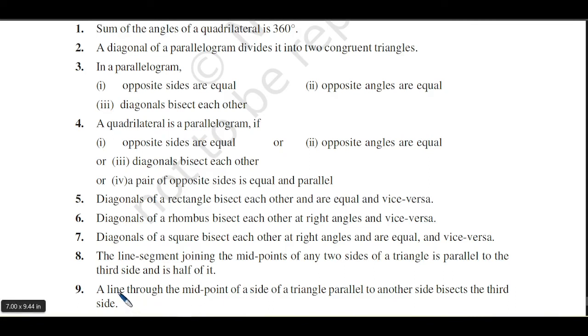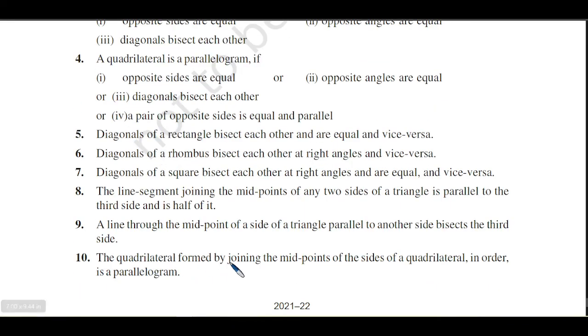So if the line itself is parallel and passes through the midpoint of one side, it has to go through the midpoint of the other side. Okay, just go through my lecture notes. The quadrilateral formed by joining the midpoints of the sides of a quadrilateral, this also we have seen, in order is a parallelogram.